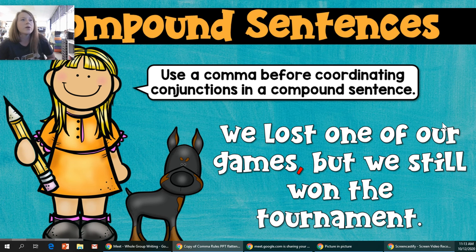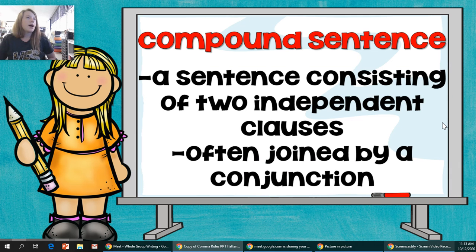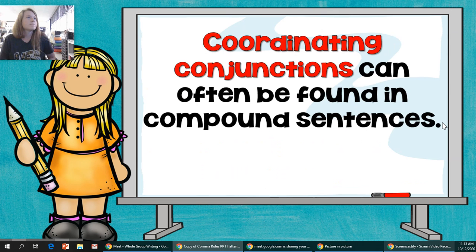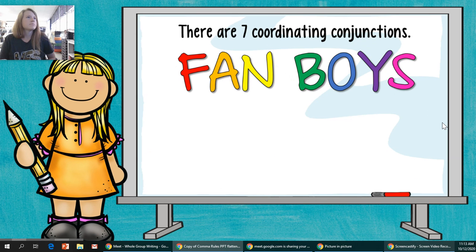We lost one of our games, comma, but we still won the tournament. So that comma goes before that connecting word, but. A compound sentence, okay, we just talked about that. All right, conjunctions. Conjunctions connect things. So but is a conjunction. It connected those two things.